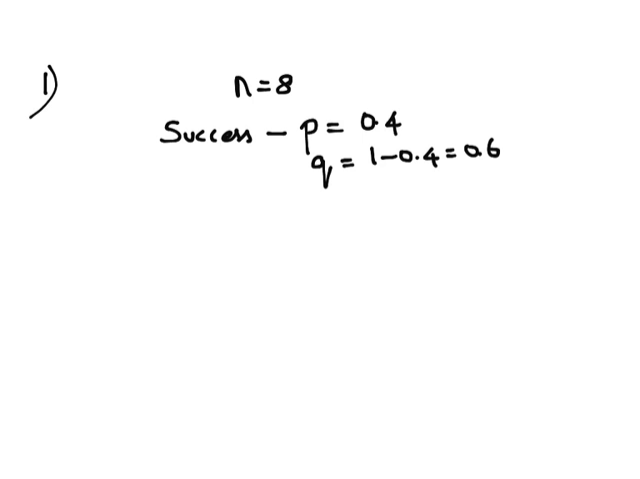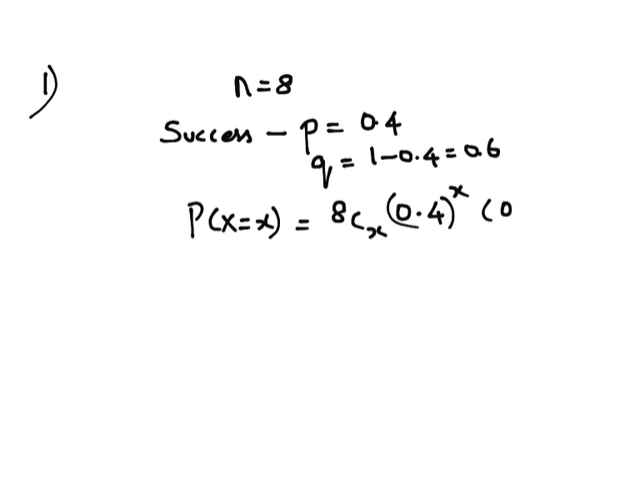What is the probability that exactly 4 voters favor the environment party? Okay, before that, let me write the function. P of X equal to x equals nCx, that is 8Cx, p, that is 0.4 power x, and 0.6 power 8 minus x. Now I need to find the probability that exactly 4 voters favor the environment party.